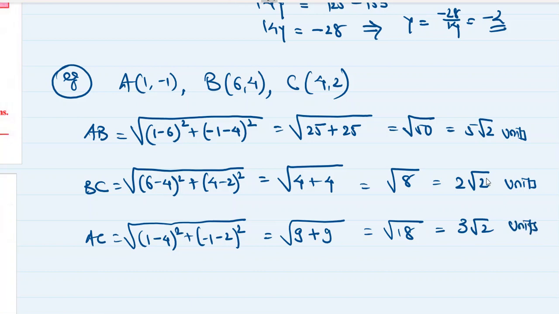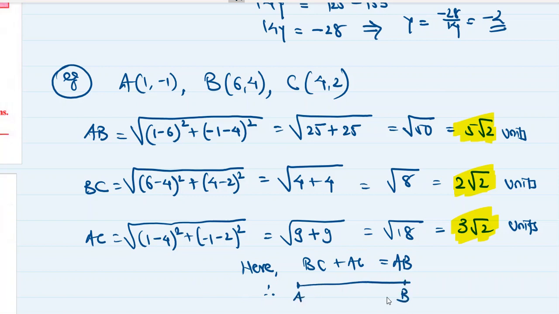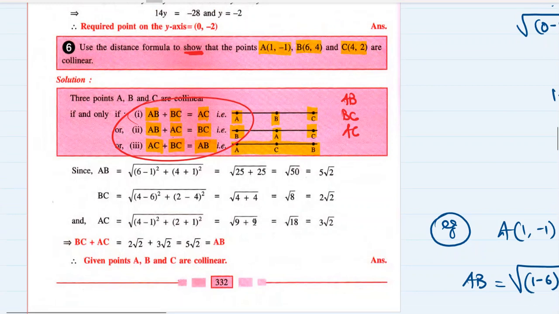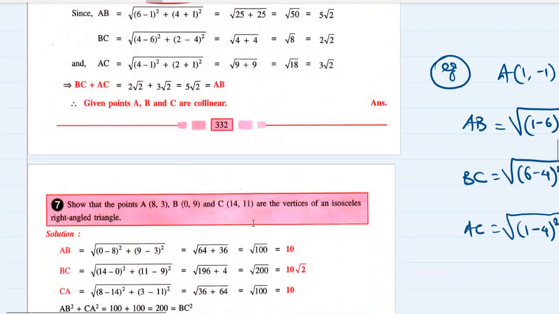And here it is evident that 2 root 2 plus 3 root 2 is 5 root 2. That is BC plus AC. Here it is evident that BC plus AC is equal to AB. Right? If BC plus AC is equal to AB, what can we say? Therefore, A and B will be in the corners and C will be in the middle, right? That's why AC is 3 root 2 and BC is 2 root 2 and their sum AB is 5 root 2. Okay, and therefore ABC are collinear. Proved? Let's check. Yes. So that is exactly how I did it. Understood? Let's go ahead. Okay, what is the next question?